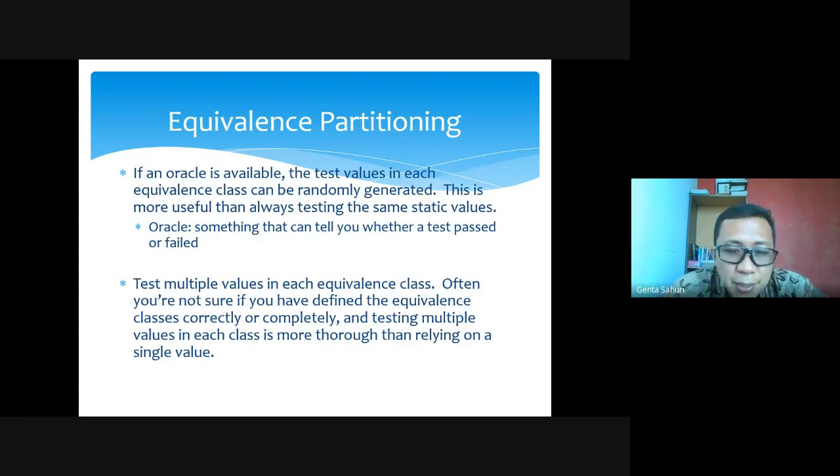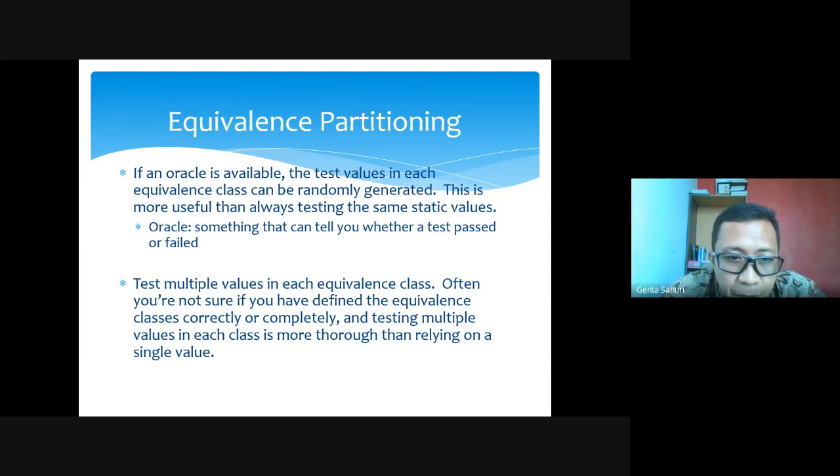If an oracle is available, an oracle is an application usually used by a tester for generating input, the test values in each equivalent class can be randomly generated. This is more useful than always testing the same static values. If we have an oracle testing application, it's fine if it executes 100 times, because the application does it for us. But when we do it ourselves, we need to choose the best, the suitable one.